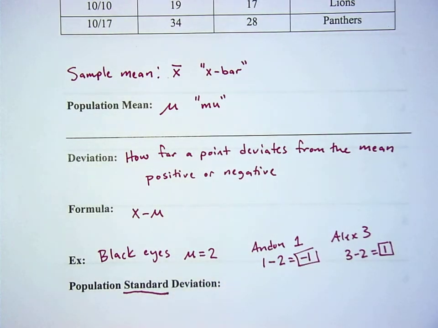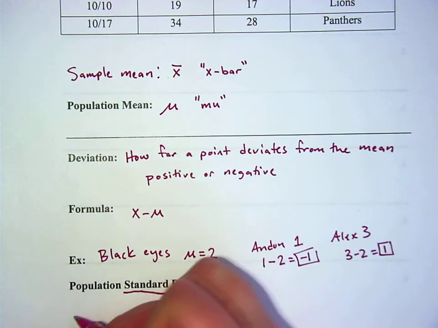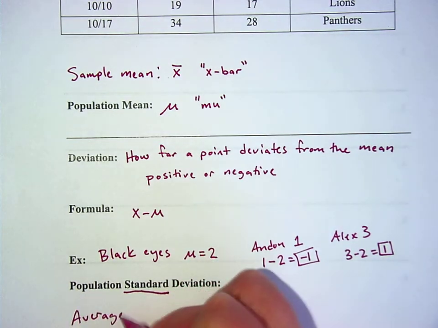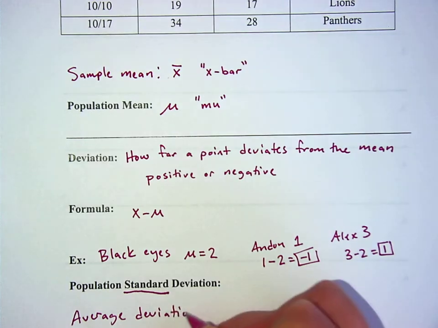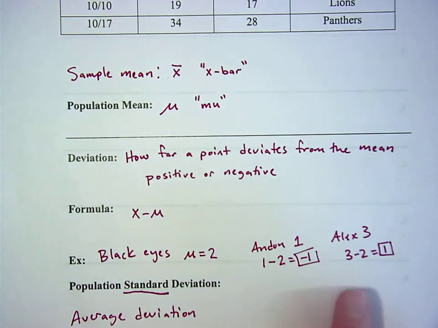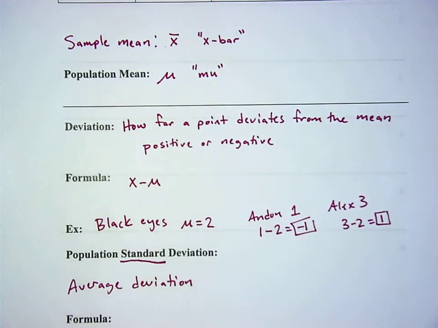A standard deviation is the average deviation. For example, let's say that I was talking about black eyes and everybody in this room was exactly 2. We were all exactly 2 black eyes. I know it didn't happen, right? Because we know Alex is 3 and Andon is 1, but let's say that everybody was exactly 2. We would all be exactly on average, which means our standard deviation would be 0. On average, we don't deviate at all.